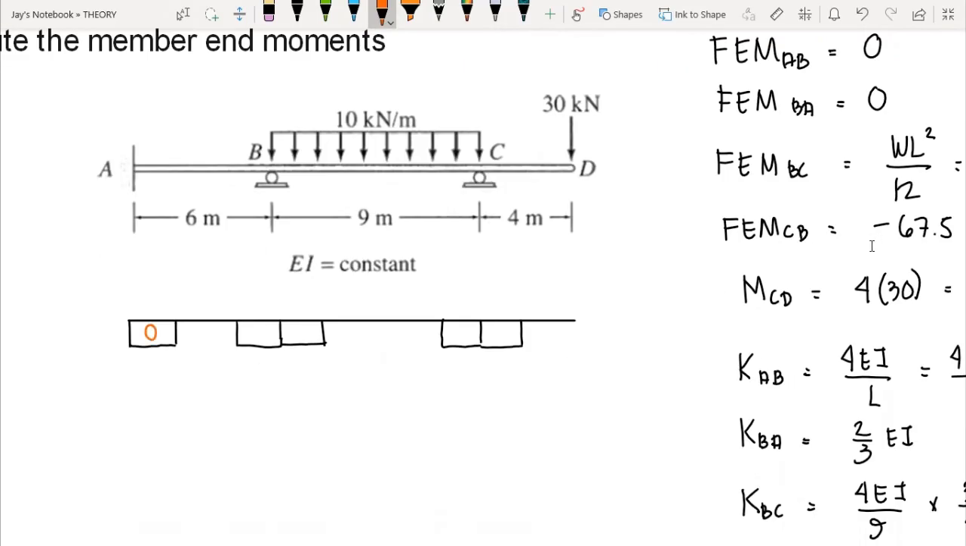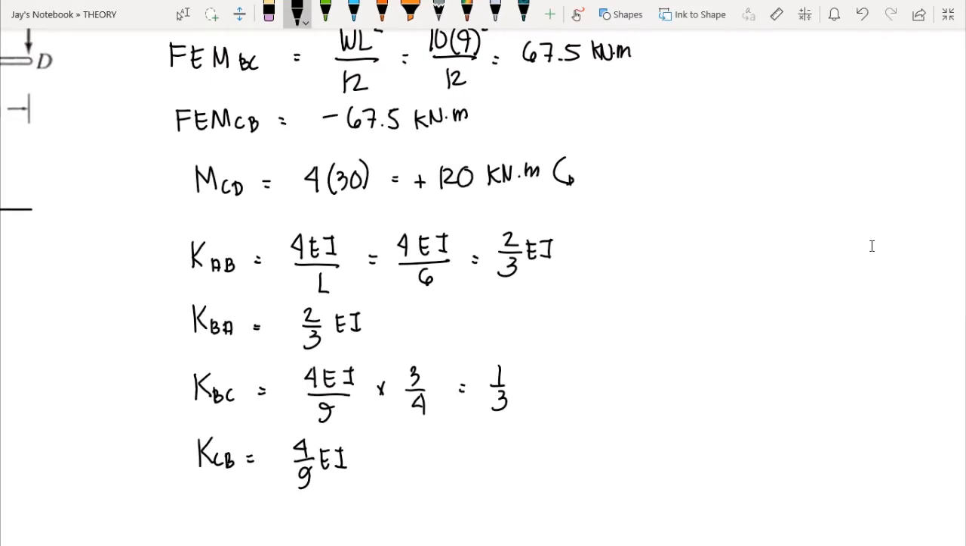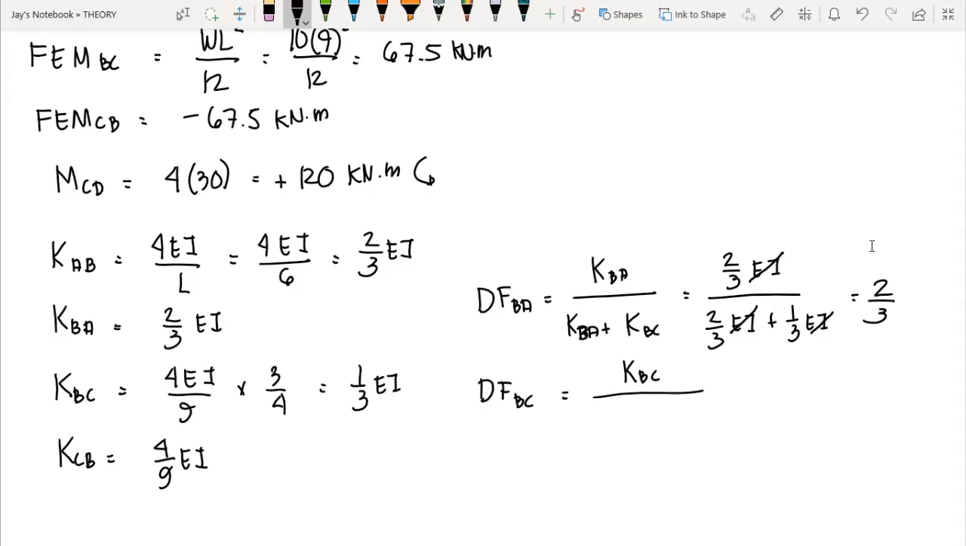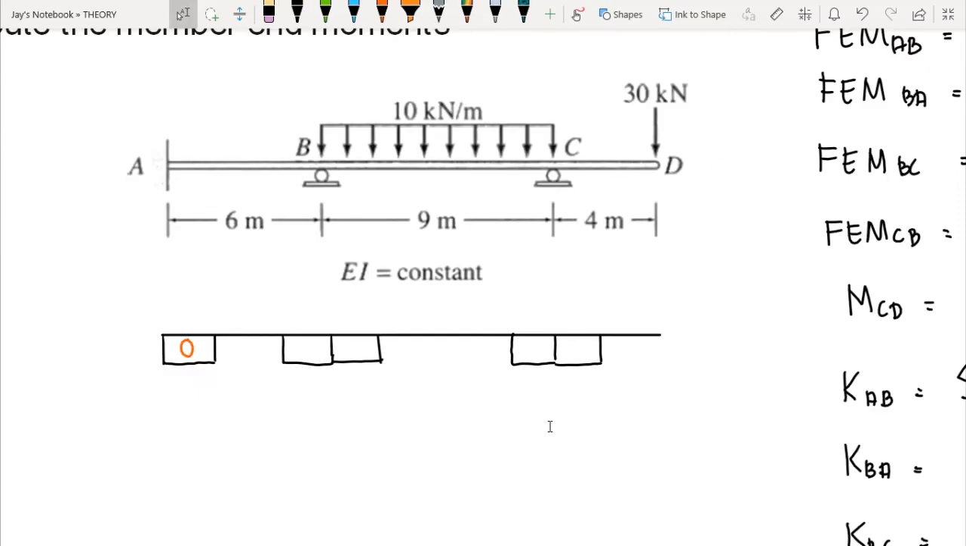So again, we can now compute the distribution factor, and we know that at the fixed support, we have a 0 because we have no rotation at point A. But on the side of BA, the distribution factor of BA is equal to the stiffness BA over the stiffness BA plus the stiffness BC. So we have 2/3 EI over 2/3 EI plus 1/3 EI, but we can cancel EI here, so that means we have 2/3. Now for the distribution factor for BC, we have KBC over KBA plus KBC, which is 1/3 over 2/3 plus 1/3. This is equal to 1/3. So now we have the distribution factors: for BA, 2/3, and for BC, 1/3.